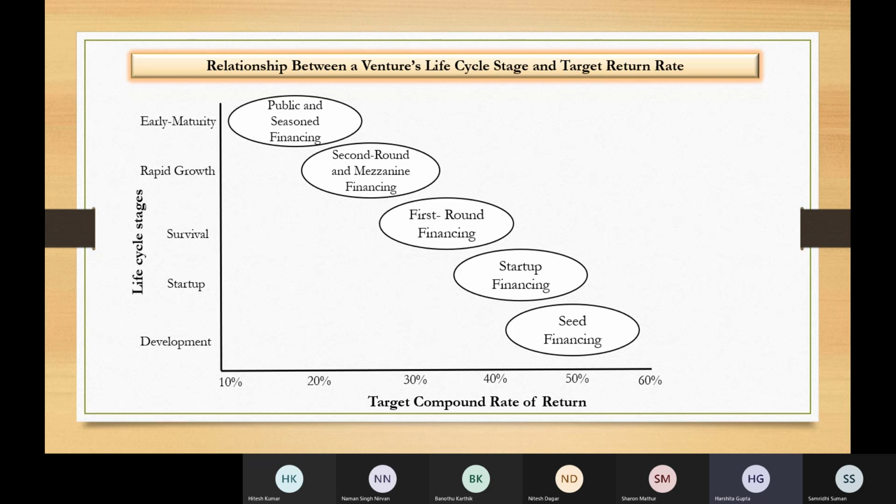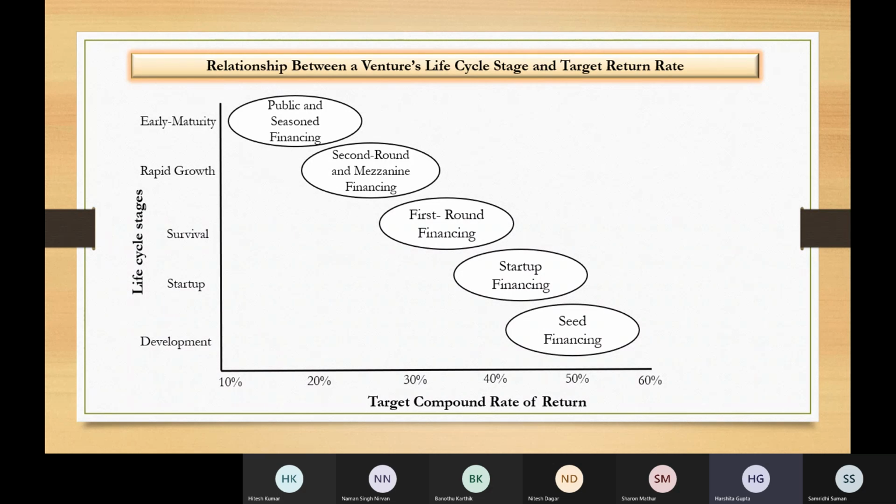Okay, so this is the relationship between the venture's life cycle stage and the target rate of return. If you can recall the venture life cycle stages, we moved from development stage to startup stage to survival and rapid growth and then maturity. As we can see, when we are in the development stage, our rate of return is more. That is seed financing. As we move up to the early maturity rates, the rate of return keeps on decreasing. We move from startup financing to first round financing, and then there's mezzanine financing.